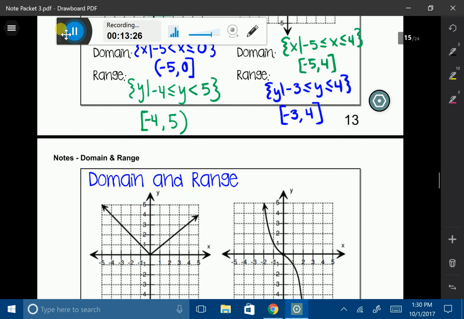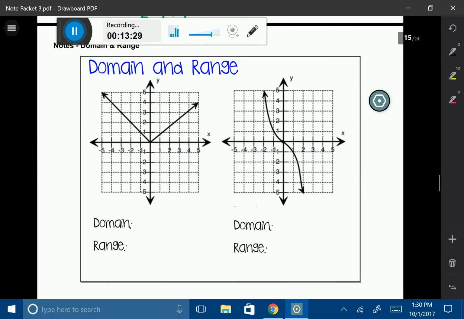Okay, let's keep going here. All right, some more examples. If we remember this graph from the last section, this is an absolute value graph. So let's take a look at our domain and range. All right, let's look at my domain first.